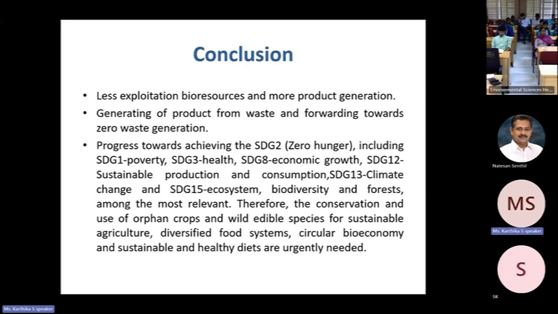Therefore, the conservation and use of underutilized crops and wild edible species for sustainable agriculture, diversified food systems, circular bioeconomy, and sustainable and healthy diets are urgently needed to conserve and protect the conventional crops, reducing pressure on the conventional crops. Now we need diversity, dietary aspects, all aspects. You should not stick with only eating alone. If you are doing intensification, the depletion of resources, we can't do it. Finally, ultimately, we are the sufferer. Thank you.